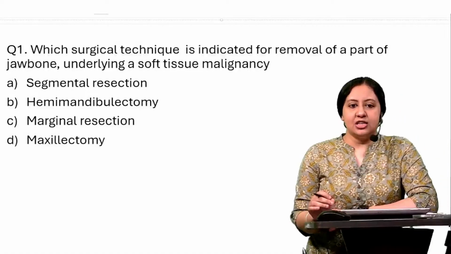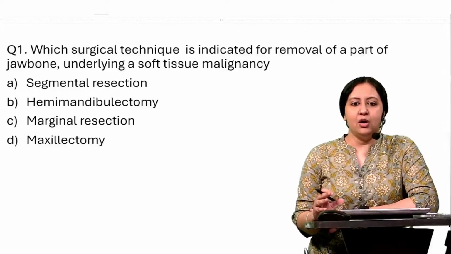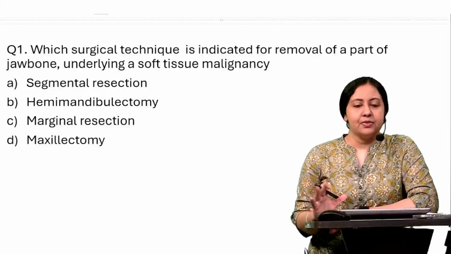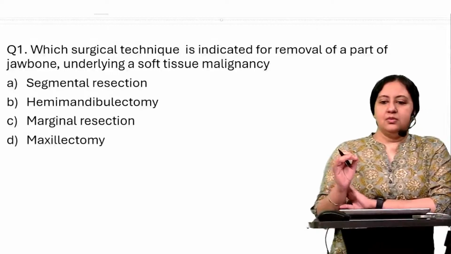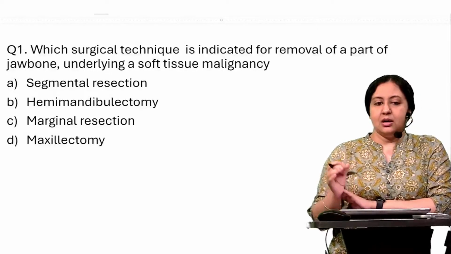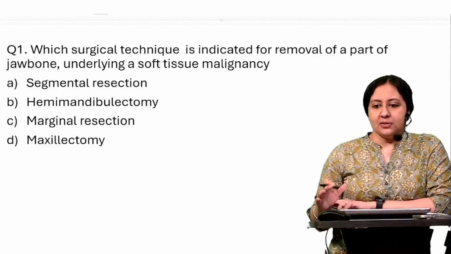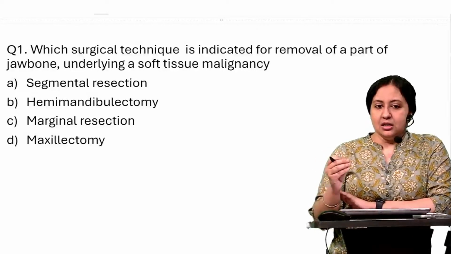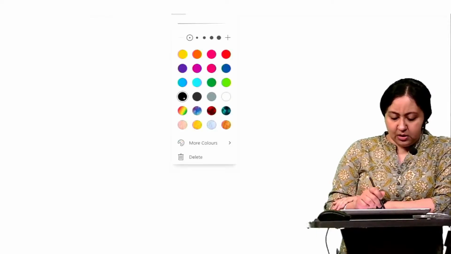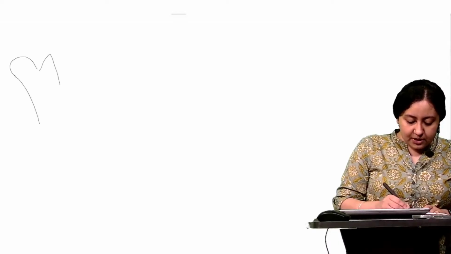It says, which surgical technique is indicated for removal of a part of jawbone underlying a soft tissue malignancy? Okay. Now, this is a twisted question. Although the concept has been taught to you in the class, this is a little twisted question. Now, I would like to just go back very quickly to two very important aspects that we have discussed in our classes. One is marginal resection and one is segmental resection.